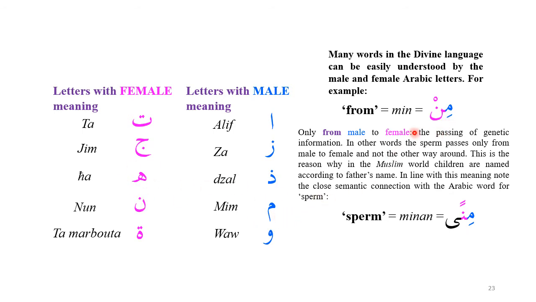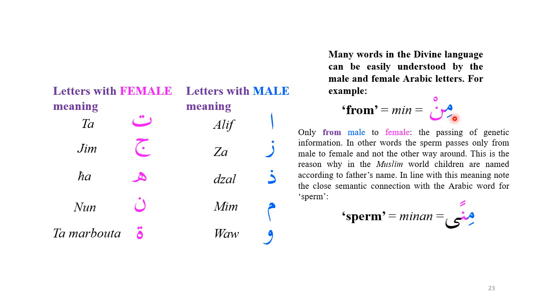For example, min means from. Now, how does it mean from? So see here, mim, according to these letters, right? Mim means a male and nun means a female. And you can see that the genetic information goes from male to female. You see this? And then in line with this meaning, minan means a sperm. Right, so very, very similar. This is how Allah Subhanahu wa Taala has created this language. It's so easy to understand, actually.